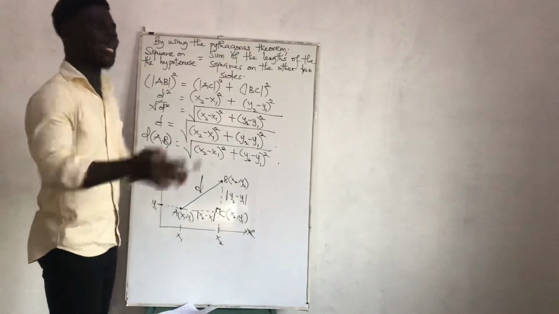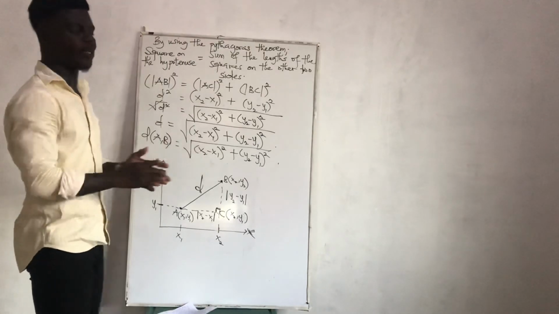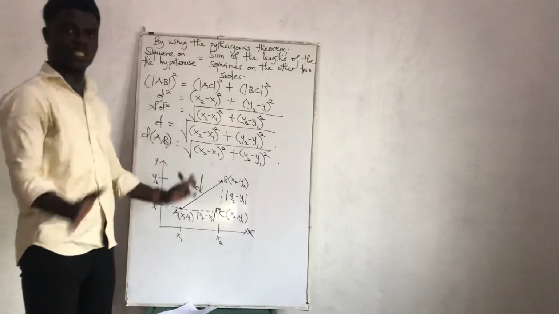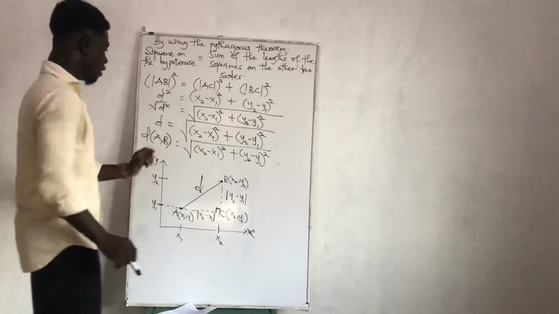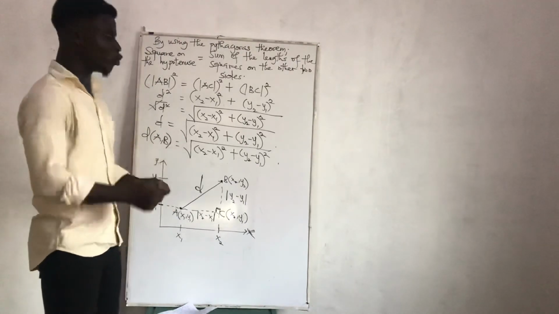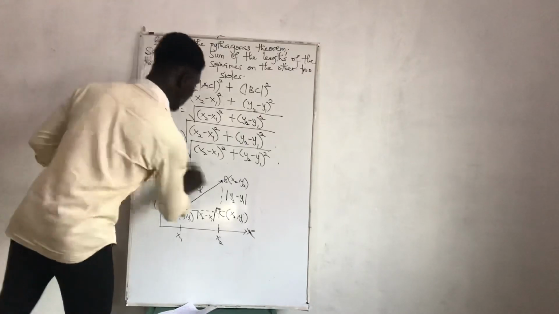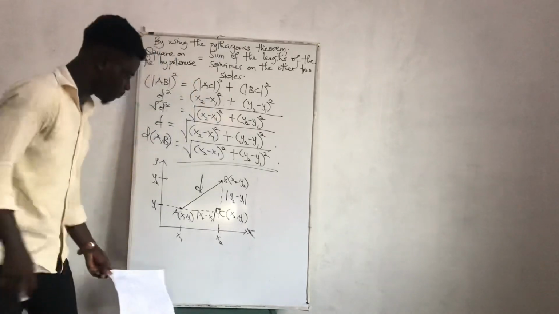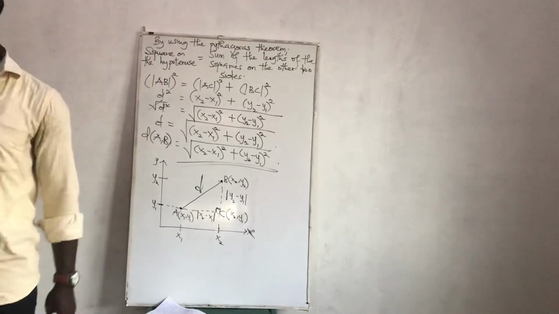When we have 3 points, that's the three-dimensional plane. That one is different. Now we are concentrating on the two-dimensional plane, how to derive the distance between the points. And there's the formula for finding the distance between the points. Alright, so watch it very carefully.